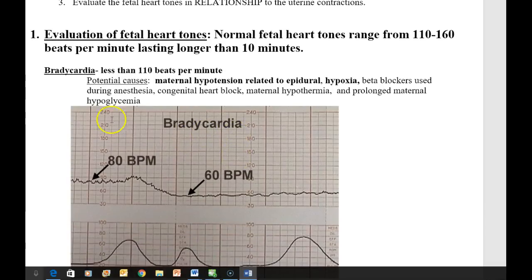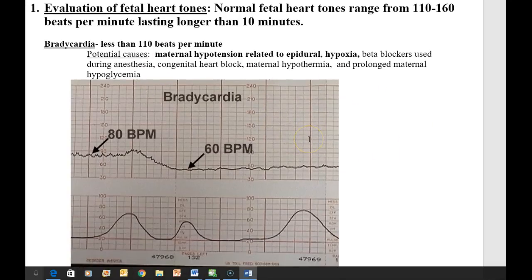So the first thing we're going to do is evaluate the fetal heart tones. Normal heart tones range from 110 to 160. Classically, they say 120 to 160, but 110 to 120 is a gray zone. And so if the baby has always been running 110, it's a normal finding.